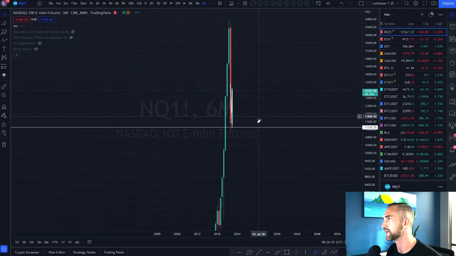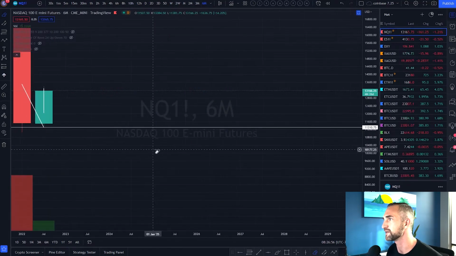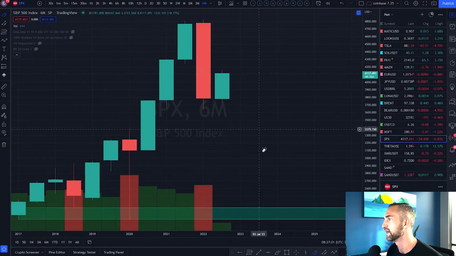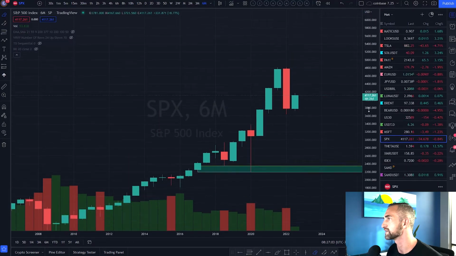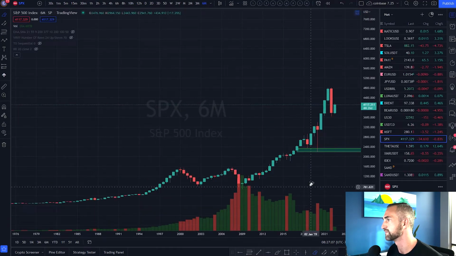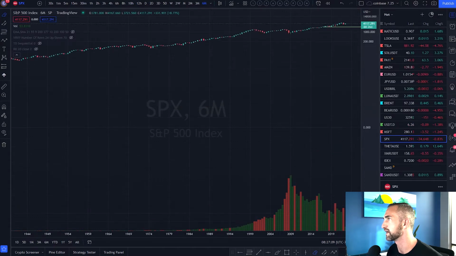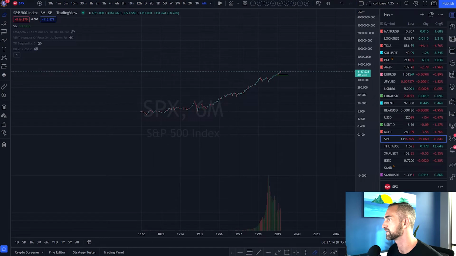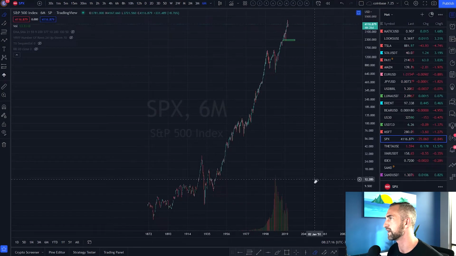Bitcoin is highly correlated with the stock market. And if you look at the S&P 500, we had a bearish engulfing candle. By the way, look at the S&P 500 on the 6-month time frame. This is what it looks like on a log chart. That's hard to see, so let's put it on regular.